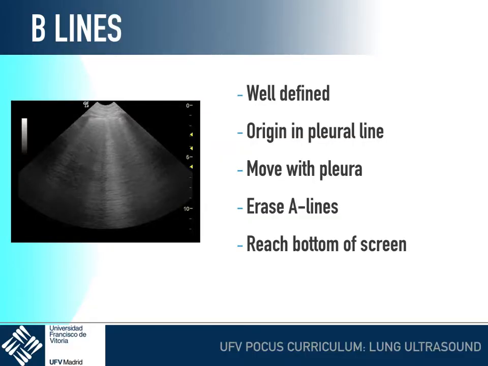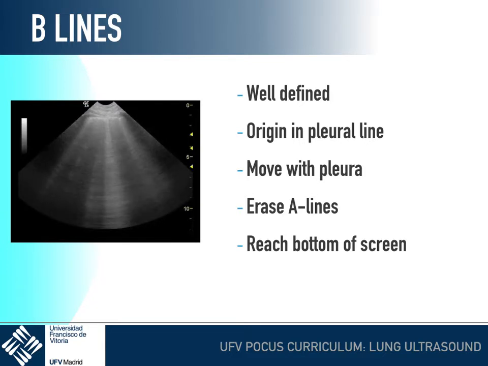So the characteristics of B lines are this. They're well defined. They start from the pleural line, they move with the pleura, they erase A lines, so there are no A lines here, and they reach the bottom of the screen without losing energy. So B lines indicate an affection of the parenchyma in terms of interstitial inflammation or interstitial edema, both can be.